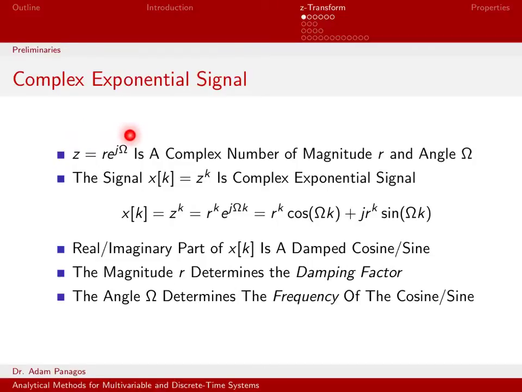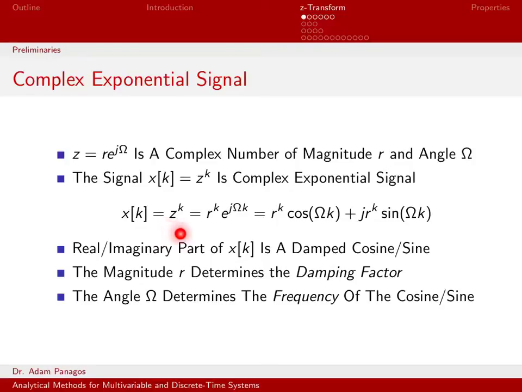Typically, when working with the z-transform, we like to parameterize that complex number in the polar format like this. So we like to write it as a complex number with a magnitude of r at an angle of theta. If we take z and raise it to the power k to create a time domain signal x of k, then what we've actually created is a complex exponential signal. So while z is just a complex number, the quantity z to the k is actually a complex exponential signal.